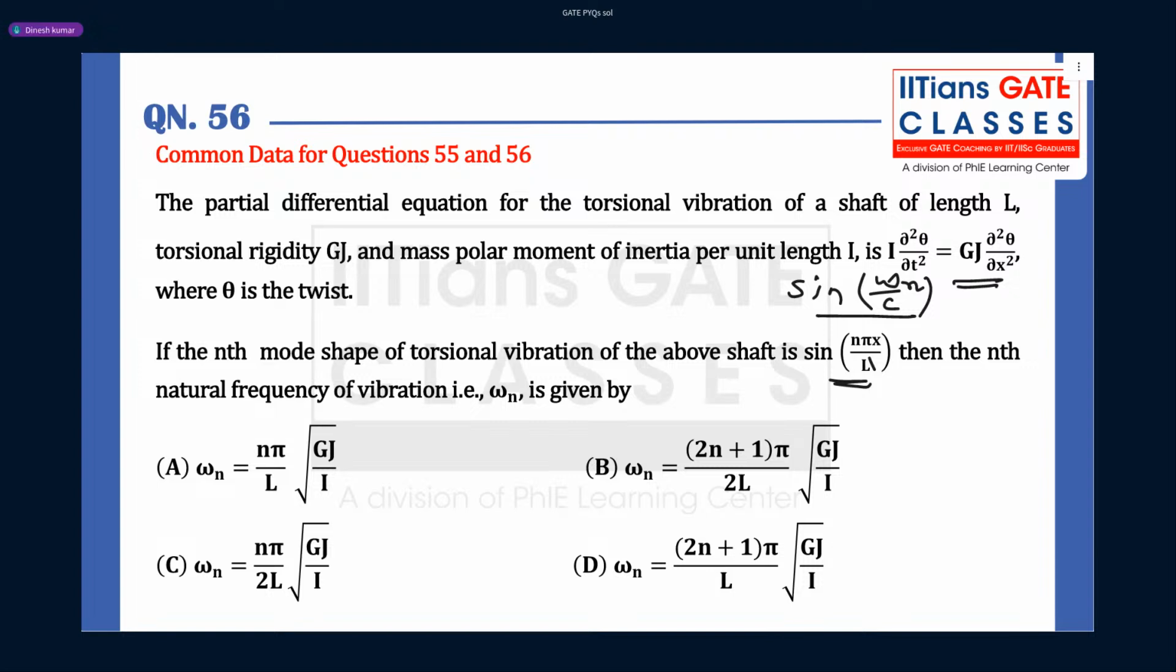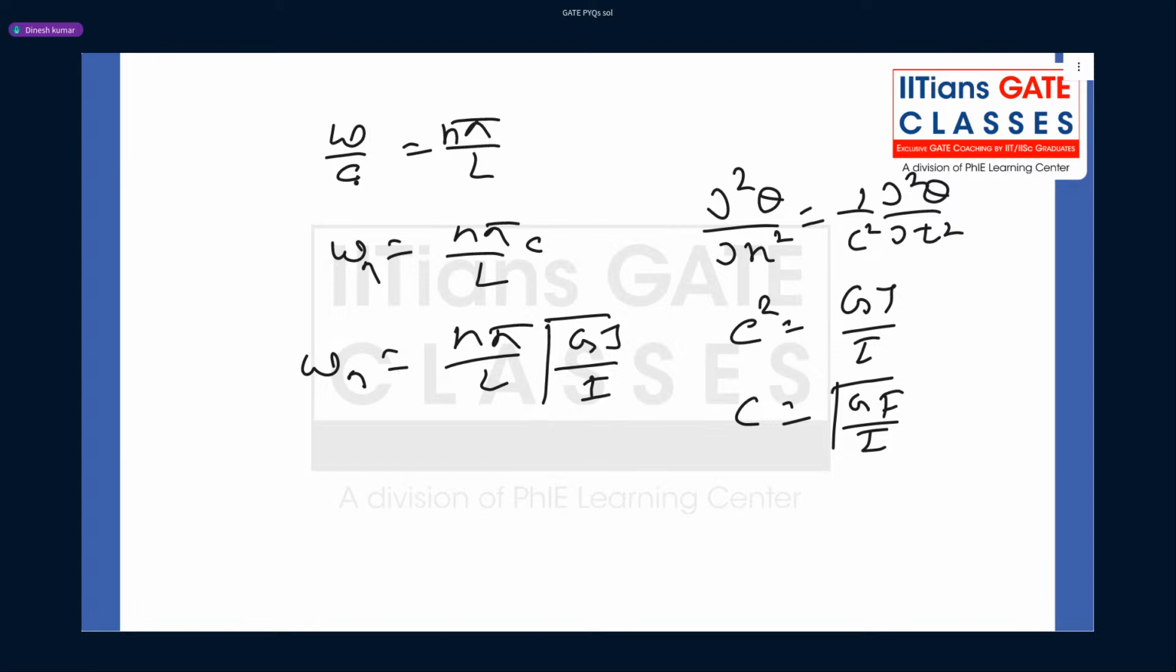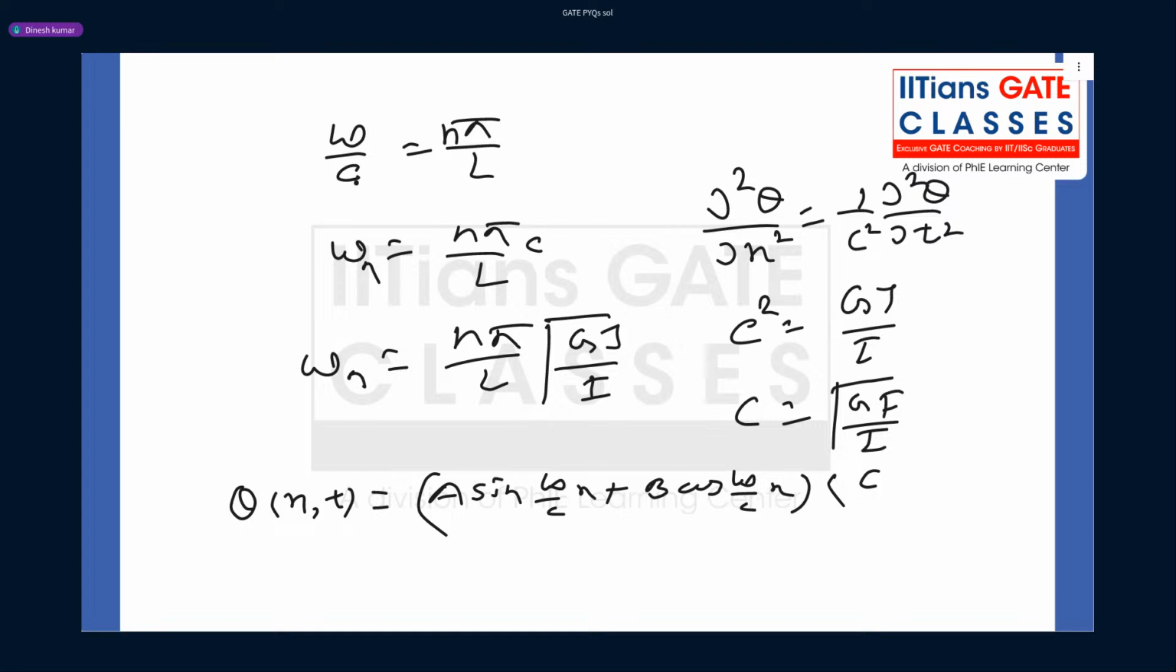So I will just explain further. A is the correct answer. But basically, when you write the generalized solution, how is the generalized solution theta of x comma t given? If you guys remember, it is A sine (omega by c) x plus B cos (omega by c) x, into C sine omega t plus D cos omega t. Am I correct? This is the generalized solution.